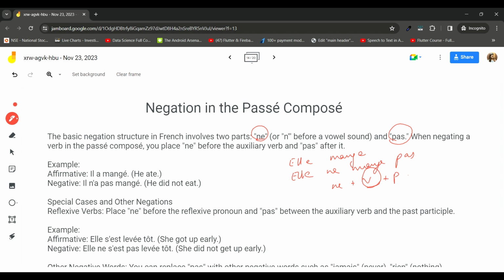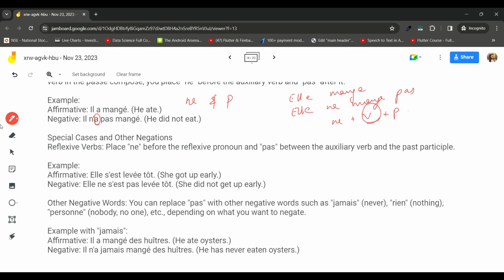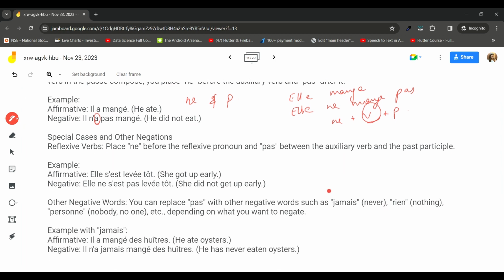So, in case of this, what do we do? We always put ne and pas around the first verb, which is either être or avoir. So we will put this around the auxiliary, which is être or avoir, never the main verb. Special cases: reflexive verbs, for example, because a reflexive verb also has a reflexive pronoun. The ne is placed before the reflexive pronoun. There's an example that is also given.